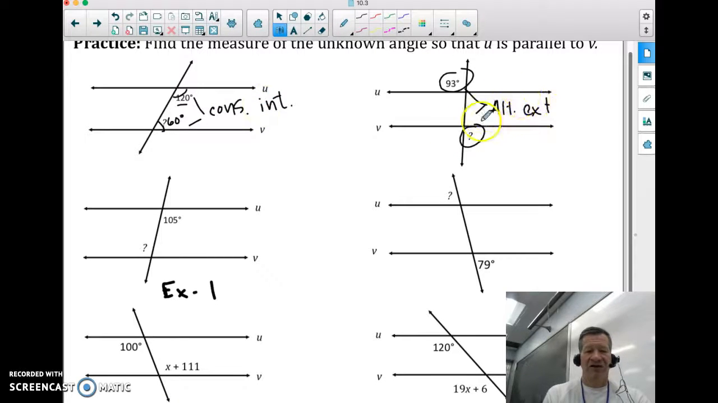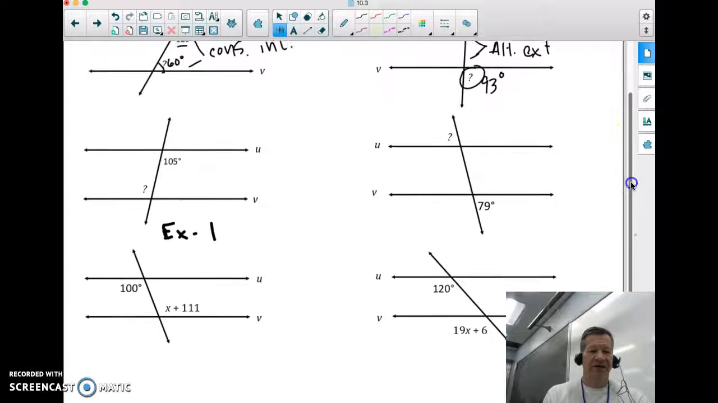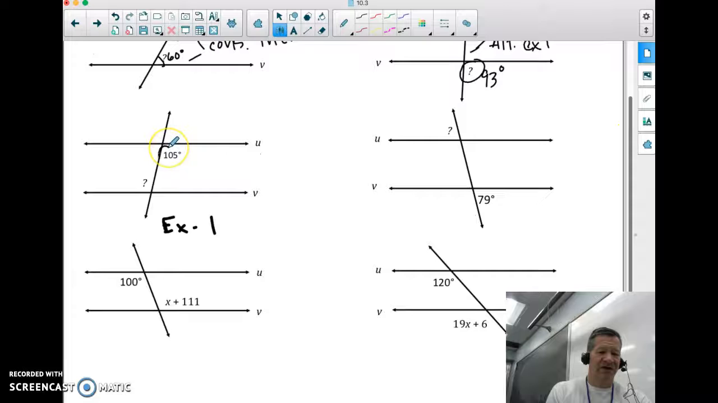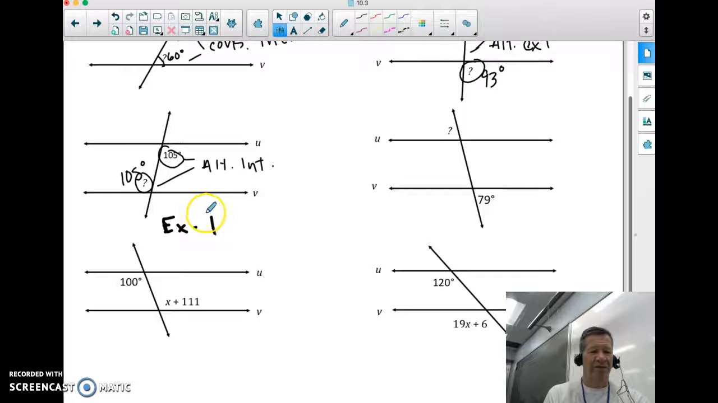Alternate exterior angles are congruent, so if this is 93, this angle will also be 93. The next example, we have this is 105, and this angle is the one we want to find. Well, in this case, these two angles are alternate interior. Alternate interior angles will be congruent if the lines are parallel, so this angle would be 105 degrees as well.